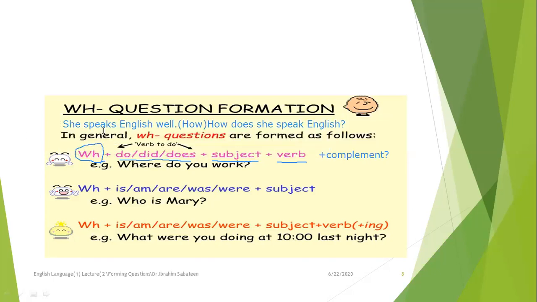Okay, you see here. She speaks English well. معطاني كلمة السؤال how. صارت how does she speak English well. This is an example for what? For rule number 1. طيب.